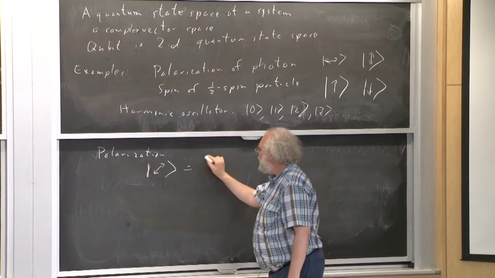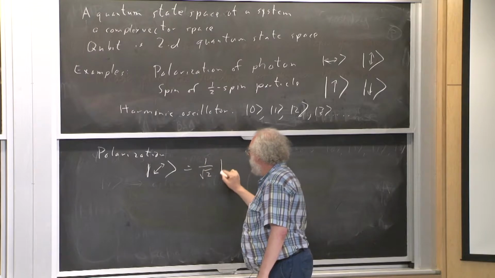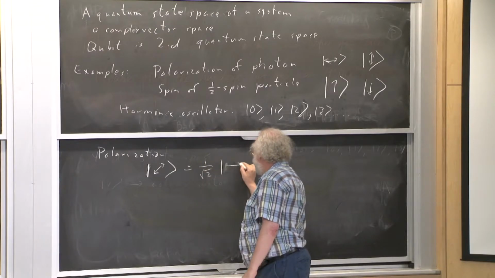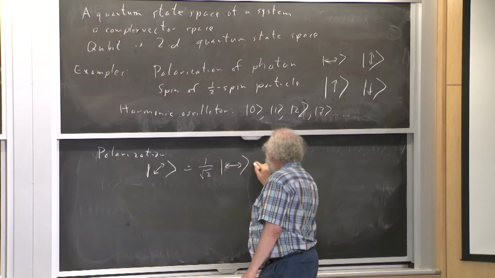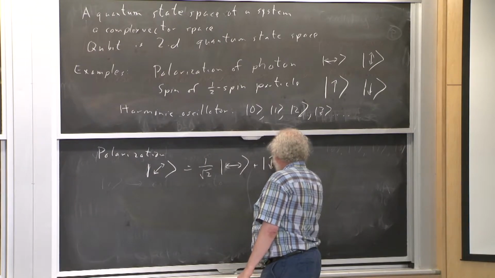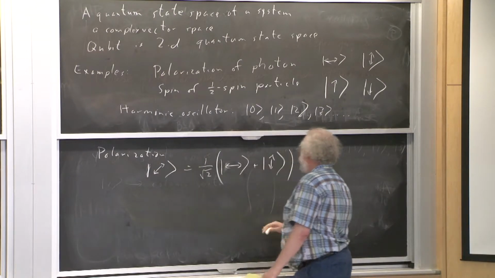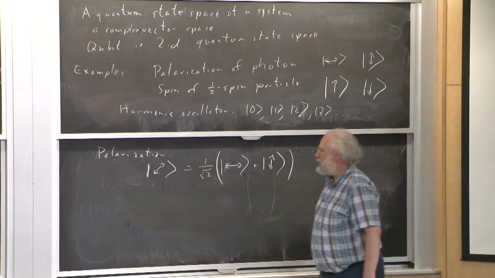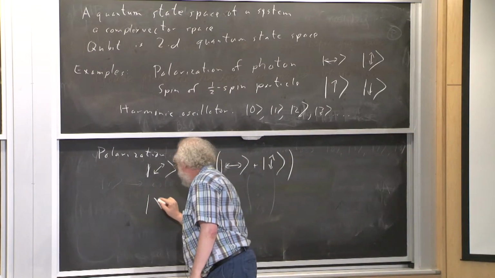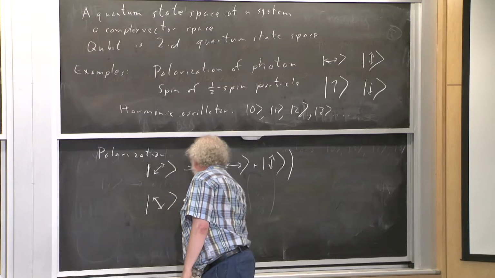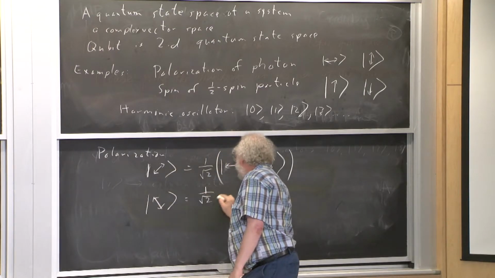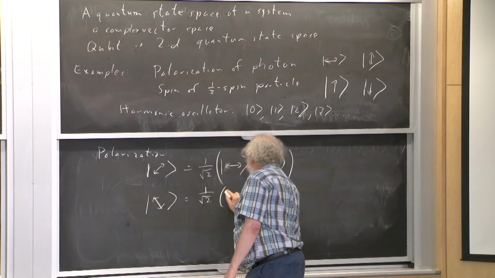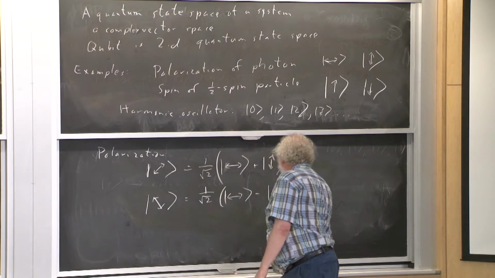And what that is equal to is 1 over root 2 horizontal plus vertical, where, of course, this plus is a completely arbitrary convention. The other one equals 1 over root 2 horizontal minus vertical.